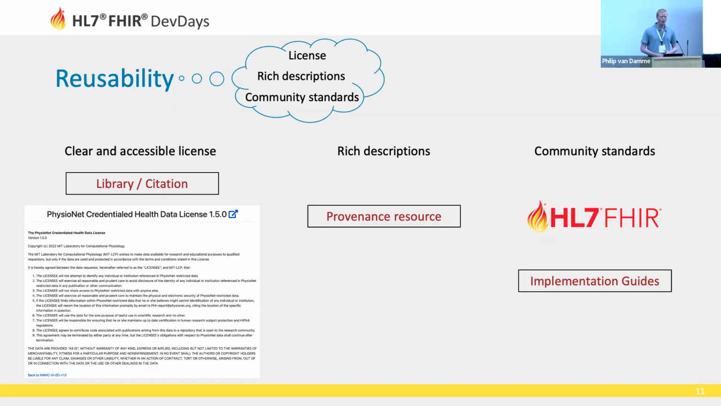And implementation guides can help here. So if you define a community, let's say you have a common data model, then you can use an implementation guide to actually publish that and make sure that the rest of your community implements FHIR in the same way.